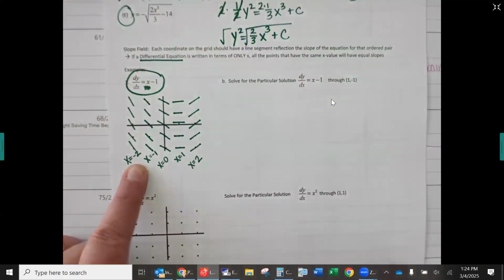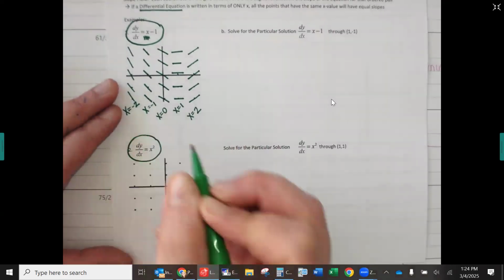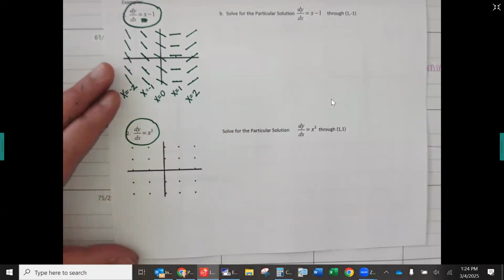okay. We're going to go ahead and do one more slope field before we do the solving here on the right-hand side. So for my next slope field, you'll notice you have another little spread of points. Okay, and what is our dy dx or differential equation equal to? x squared. So let's start with 2.